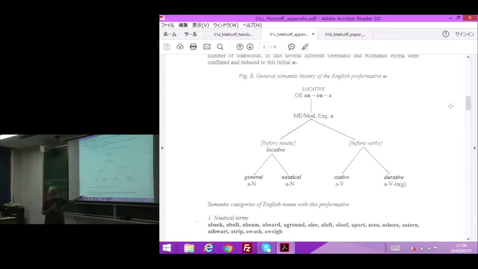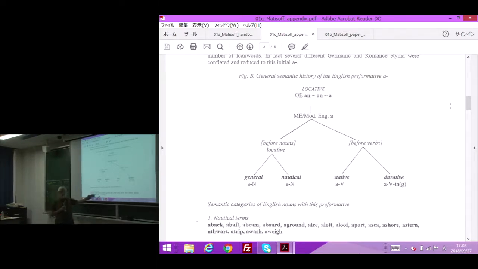So look at all these words referring to words that you need when you're sailing the sea. Aback, abaft, abeam, aboard, aground, you run aground. Alee means in the shadow of the wind. Aloft is up in the rigging. Aport, asea, this one is still used. Ashore is still used. Athwart, away.